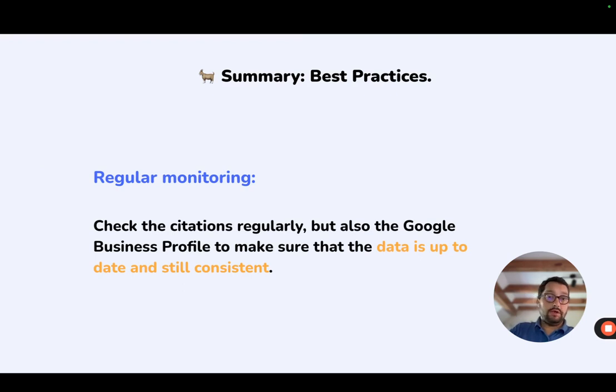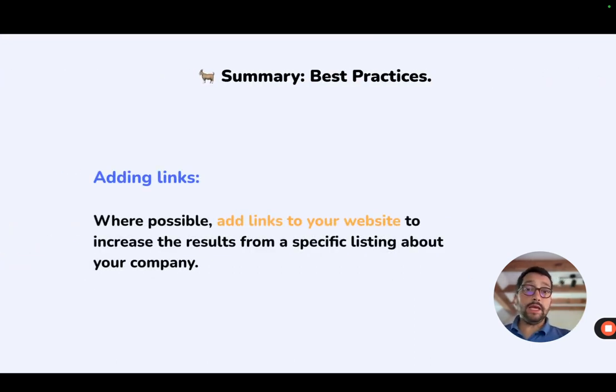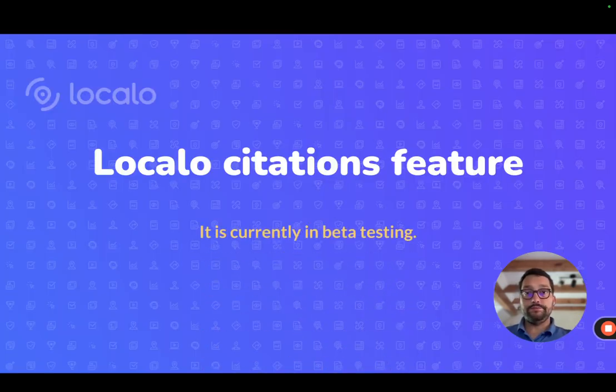Monitor the citations regularly, but also make sure that your Google business profile is up to date. The information is updated and consistent. And add links, wherever possible, add links to your website. Keep in mind again that you can create a website with Localo, a free one. And you can add that website to multiple citations because it increases the results from a specific listing. It will definitely help in growing your position in local search engine results.